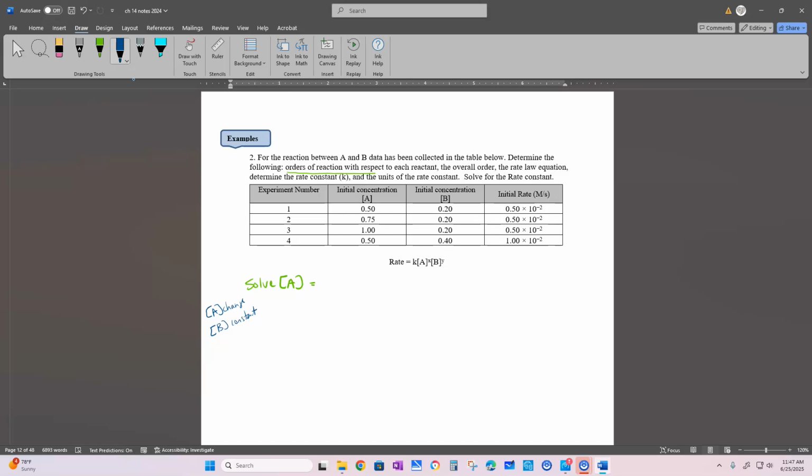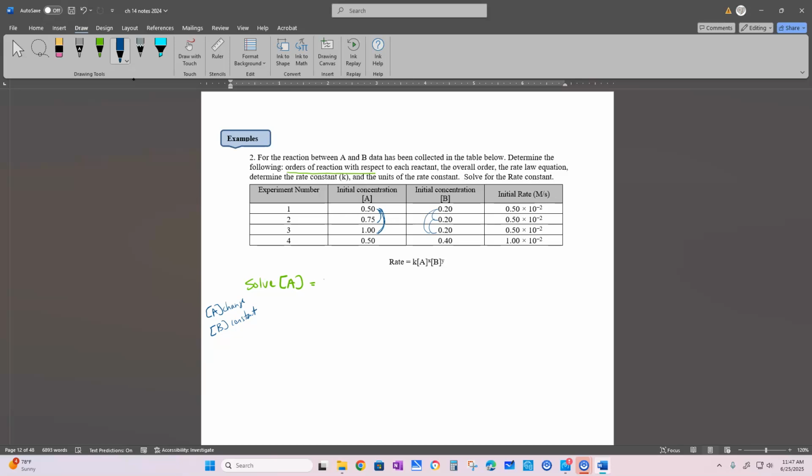So when did B stay constant? Well, B stayed constant in experiments 1 and 2, 2 and 3. Heck, I could even use 1 and 3. I can't use number 4 because B changed. So I want to pick 2 experiments that make it easy for me to figure out. I'm probably not going to pick 1 and 2, but I can already see 1 and 3 is much easier for me because I have a 0.5 and a 1. That looks like it doubled, okay?